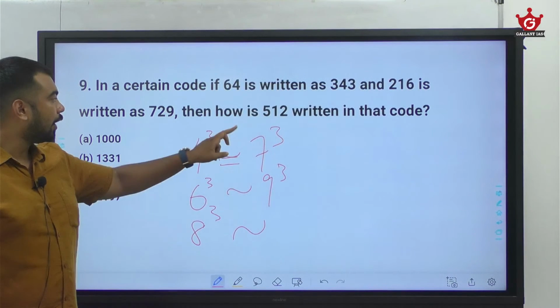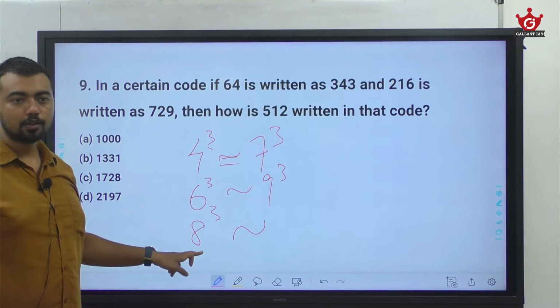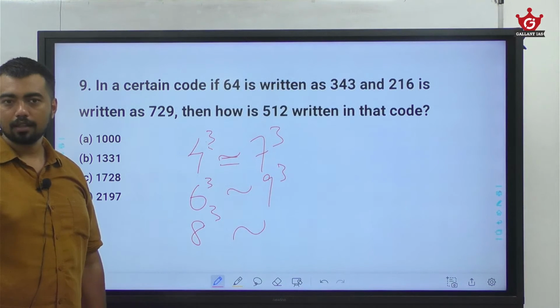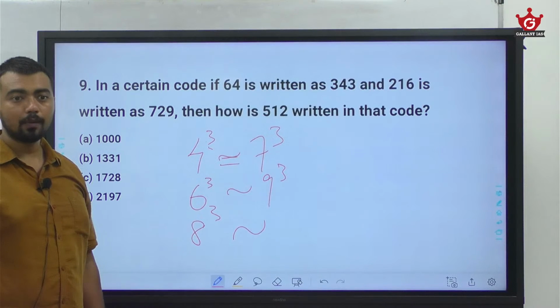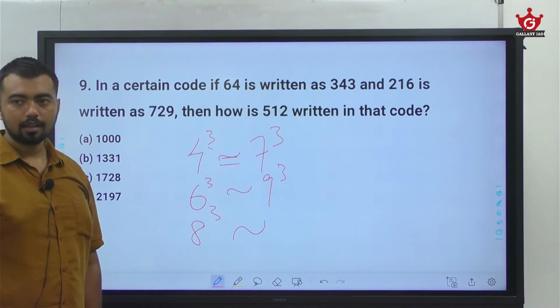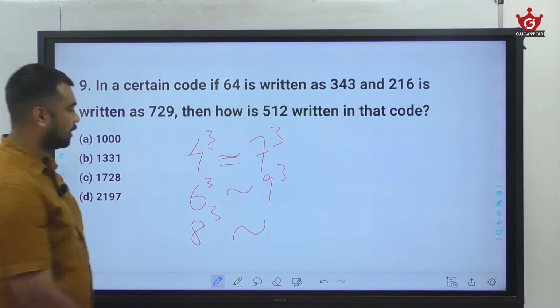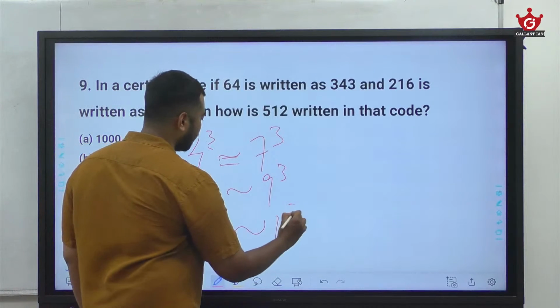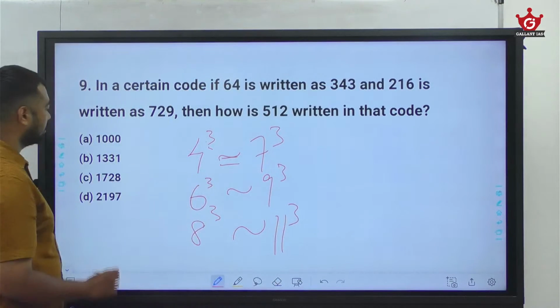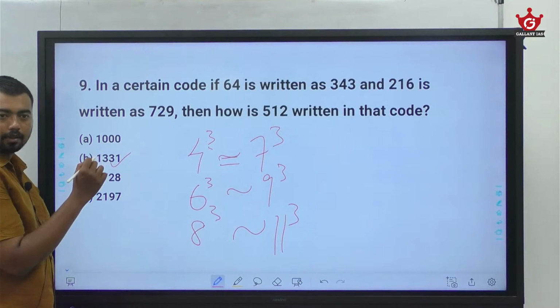729. 512 is 8 cube. So what will it be written as? 11 cube. Right. What is 11 cube? 1331.